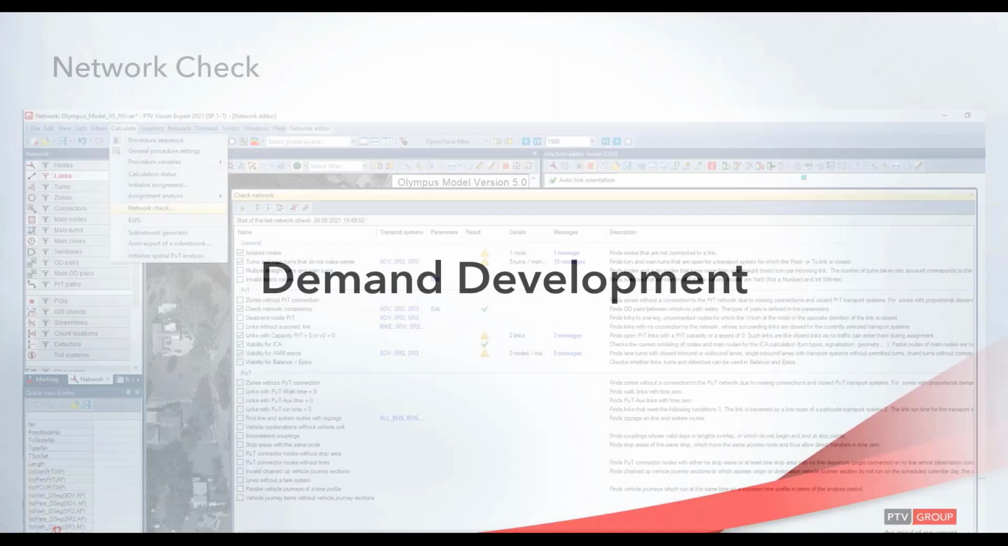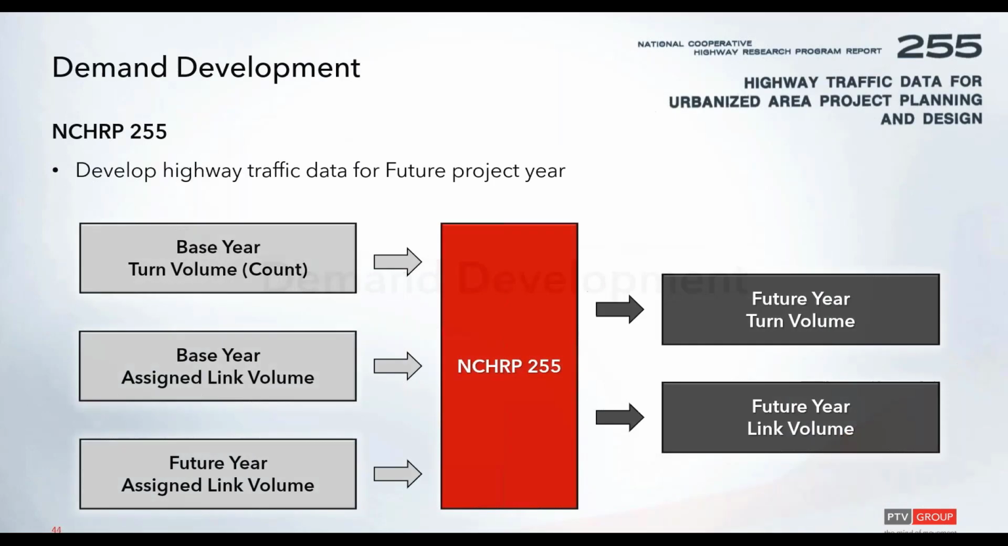All right, the next part that we're going to go through is demand development or adjustments. So there could be some cases where you do have base year turn volumes and base year assigned volumes and future year volumes, and you'll need to develop future year turn volumes and link volumes. You can go ahead and use the NCHRP 255 procedures, and that is built into Visum as well.